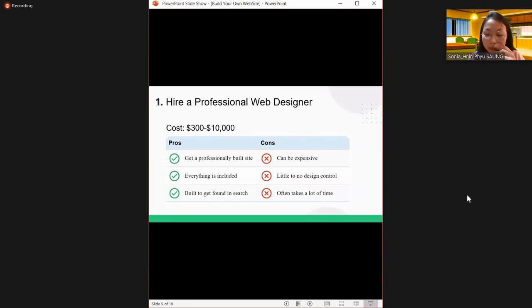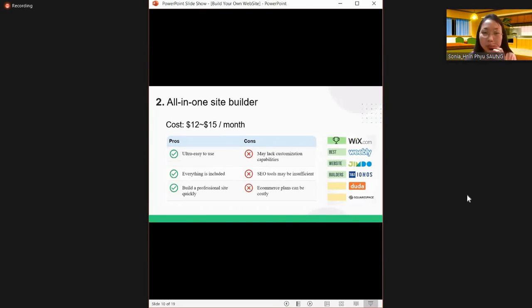But good news, today we can build a website on our own without any experience with the website builder. There are many website builder providers available now. They are super easy to use and they include everything. It will only cost you about $12 to $15 per month. You only need to drag and drop the content and edit till you're satisfied with the page.